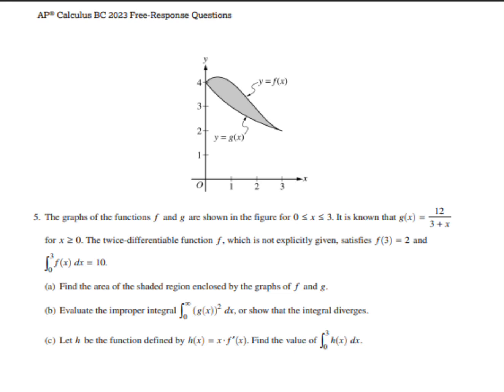Question A asks us to find the area of the shaded region enclosed by the graphs of f and g. Question B asks to evaluate the improper integral from 0 to infinity of g of x squared dx, or to show that it diverges. And then question C says let h be the function defined by h of x equals x times f prime of x, and it asks us to find the integral from 0 to 3 of h of x.